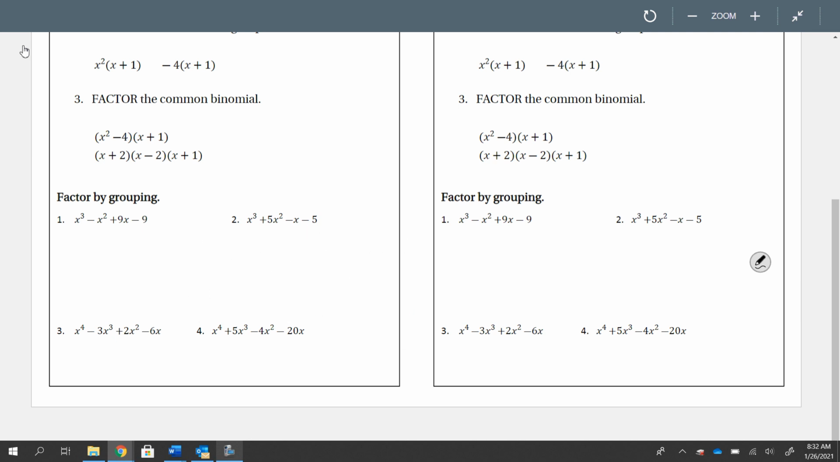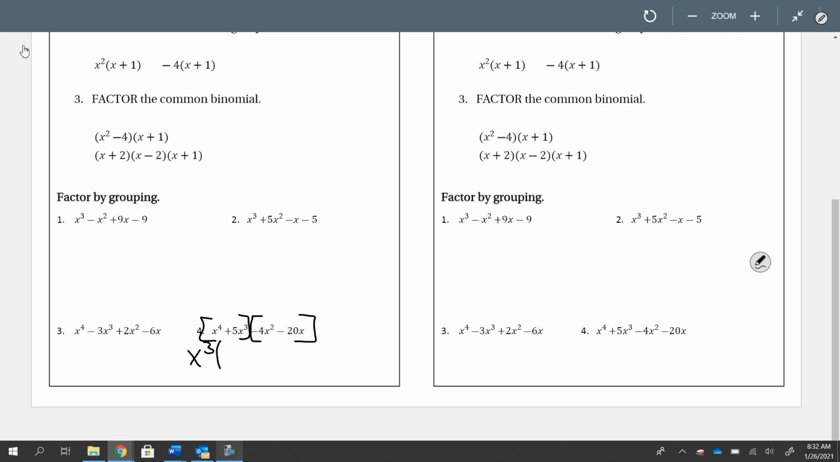We'll do one more together. I'll do number 4, because they're kind of big numbers, so I want to show you that. So again, group them together. This time, if we look, we have x to the 4th plus 5x cubed. So the greatest common factor here is actually x cubed. Okay, don't just assume it's always x squared.